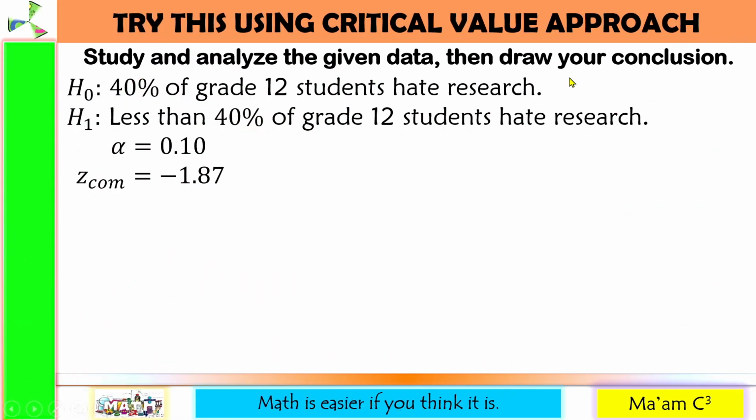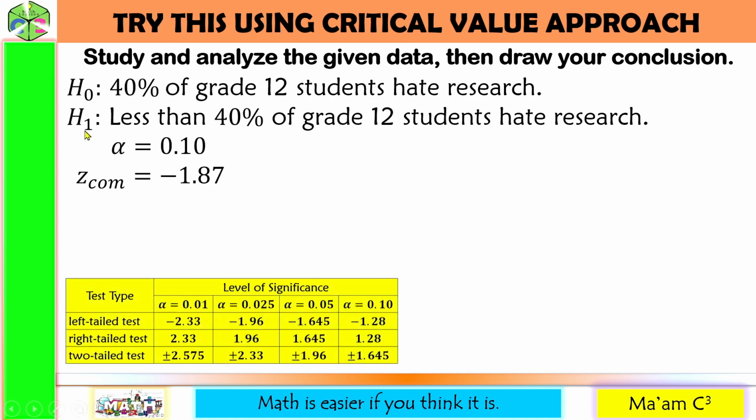Let us try this. So here we are tasked to solve this using the critical value approach. Study and analyze the given data, then draw your conclusion. We are given here the null and alternative hypothesis, also the alpha level and computed value. Since we are asked to do this using the critical value approach, we are going to need our z critical values. The alternative hypothesis states less than 40%, less than, so this is a one-tailed test, particularly left-tailed, at 0.10 level of significance, so our critical value is negative 1.28.